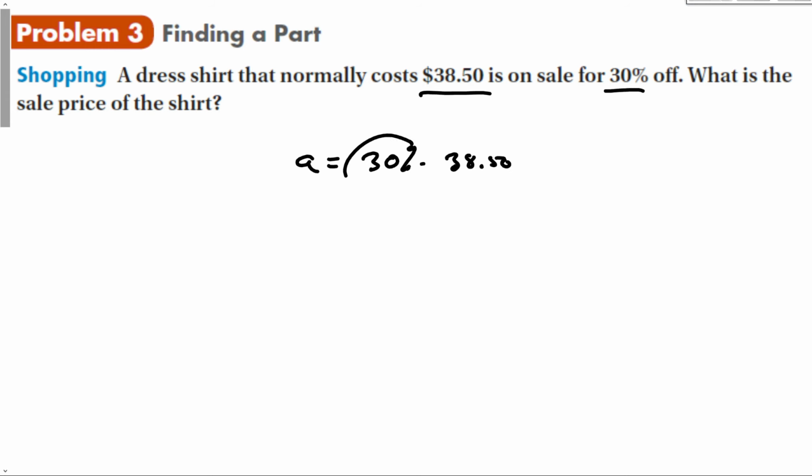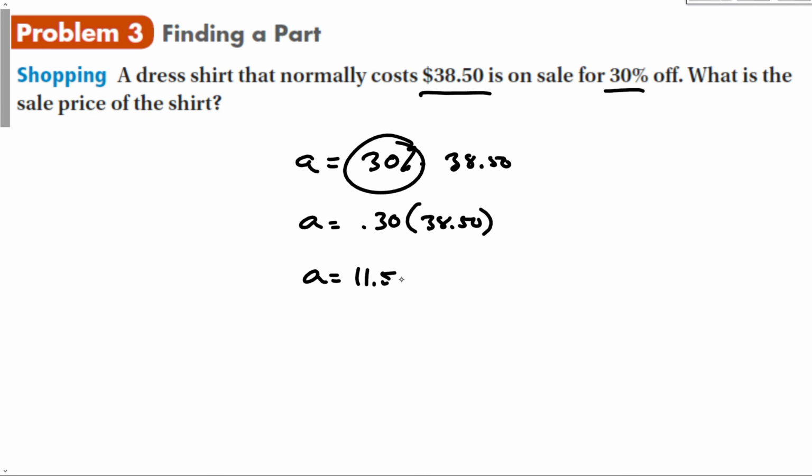Now, when we use the percent equation, same thing: we can't plug a percentage into the percent equation. So what we're going to have to do is change that to a decimal. Okay. And we're going to take 0.3 times 38.50, and it gives me 11.55.